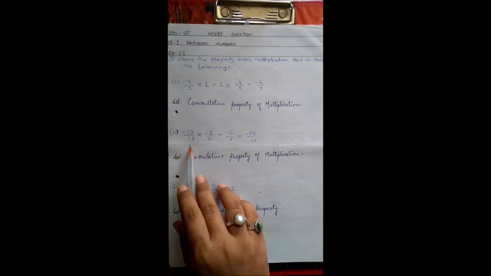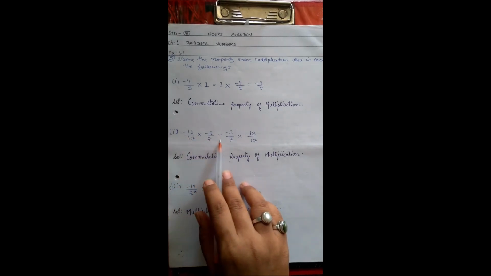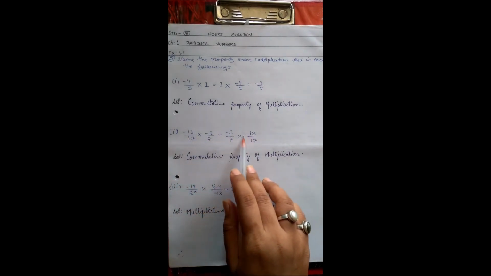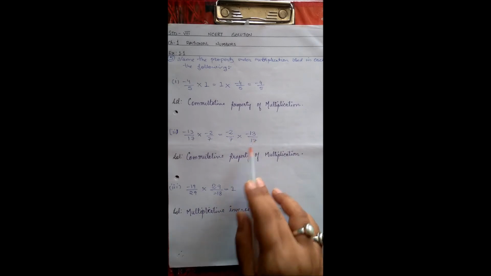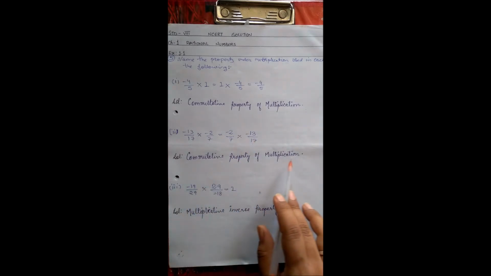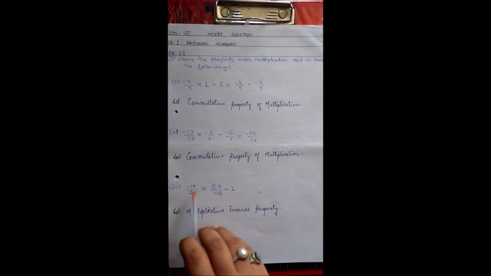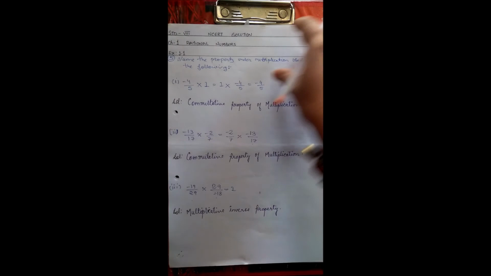Second, minus 13 upon 17 into minus 2 upon 7 equals minus 2 upon 7 into minus 13 upon 17. It is also commutative property of multiplication. Minus 19 upon 29 into 29 upon minus 19 equals 1. So it is multiplicative inverse property.